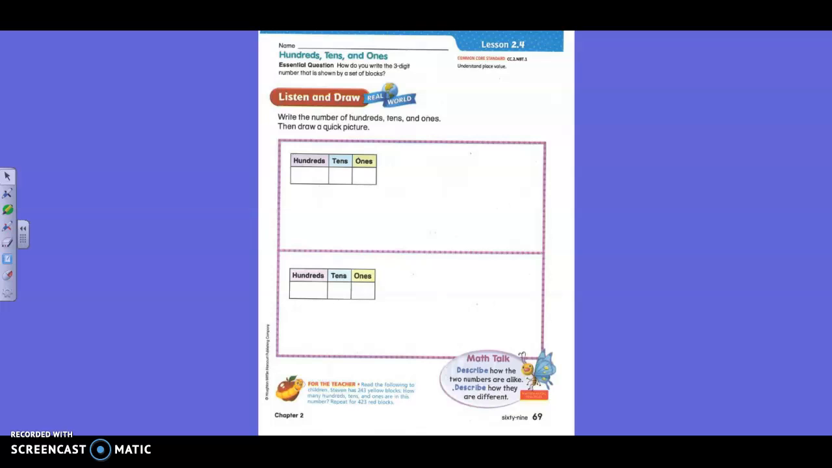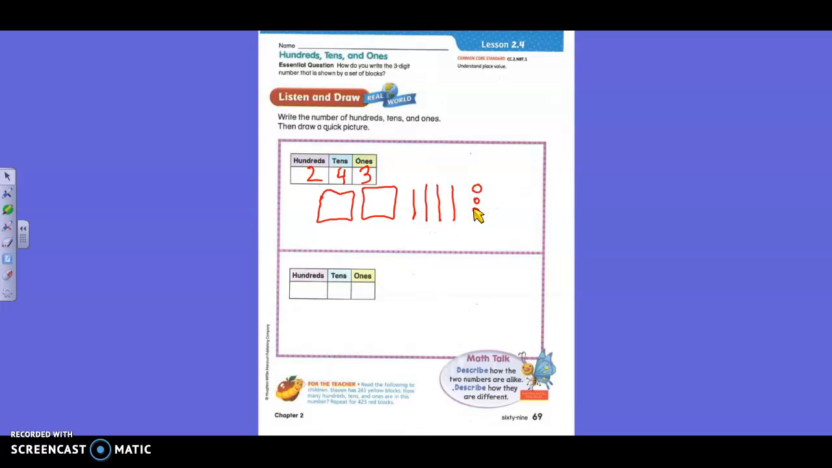What'd you put in the hundreds? 2. What'd you put in the tens? 4. What'd you put in the ones? 3. And how did you draw the picture? 200 squares, right? 4 tens. 3 ones.